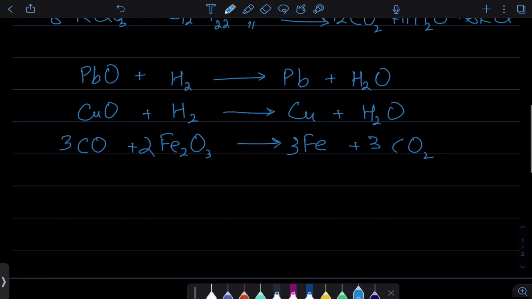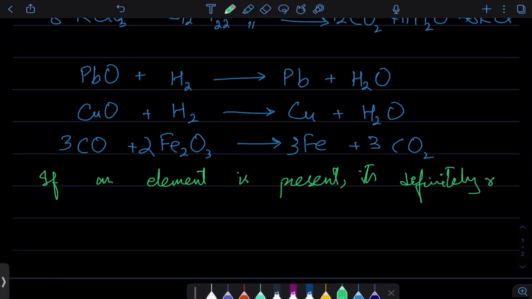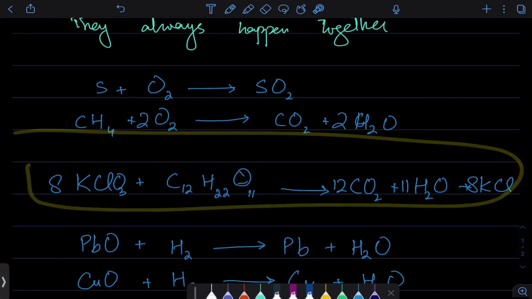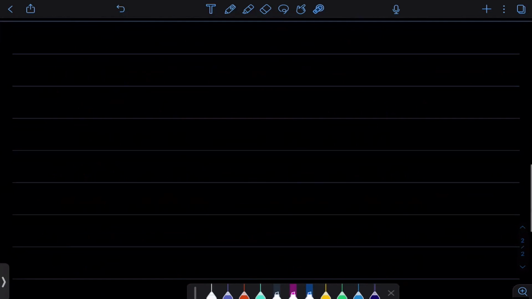Now, a very useful trick to figure out if one thing is a reducing agent or it is a redox reaction or not is that if an element is present, it's definitely redox. Element है तो redox है. हाँ, इसका ये मतलब नहीं है कि अगर एलिमेंट नहीं है तो redox नहीं है. मतलब यहाँ पे एलिमेंट नहीं है but still redox. एलिमेंट होना is a good way of figuring out कि ये oxidation है या redox है.